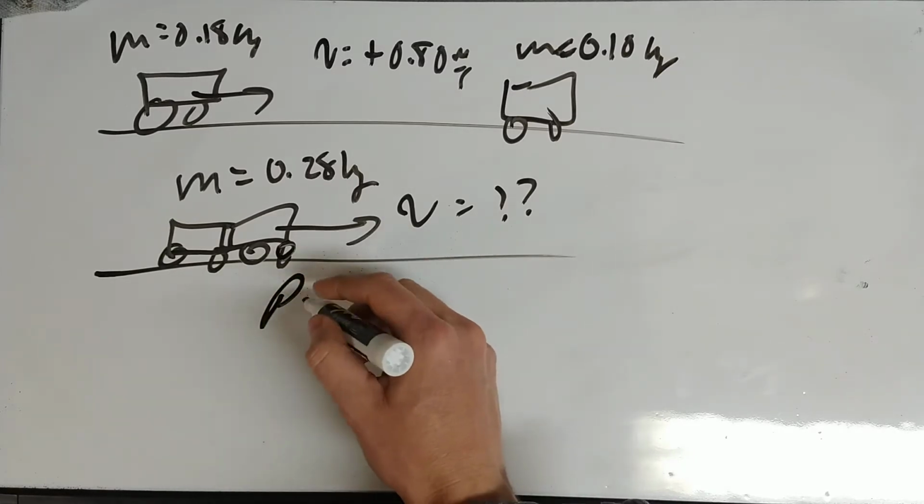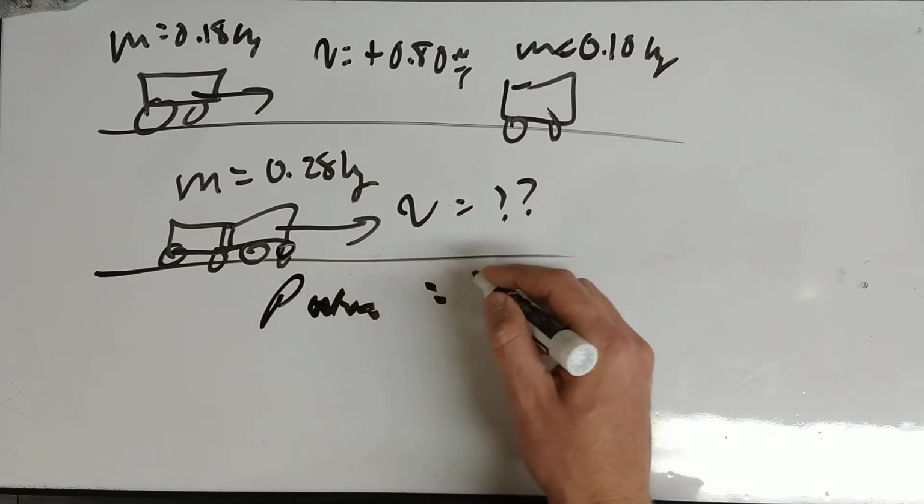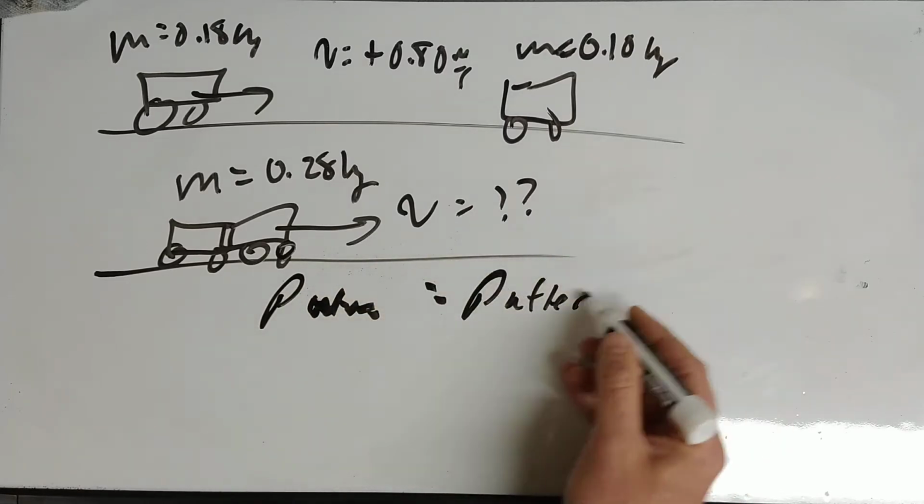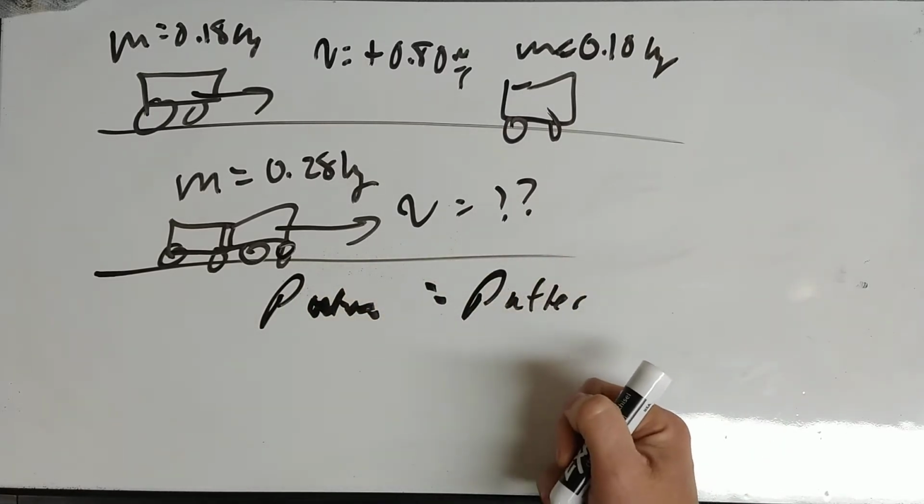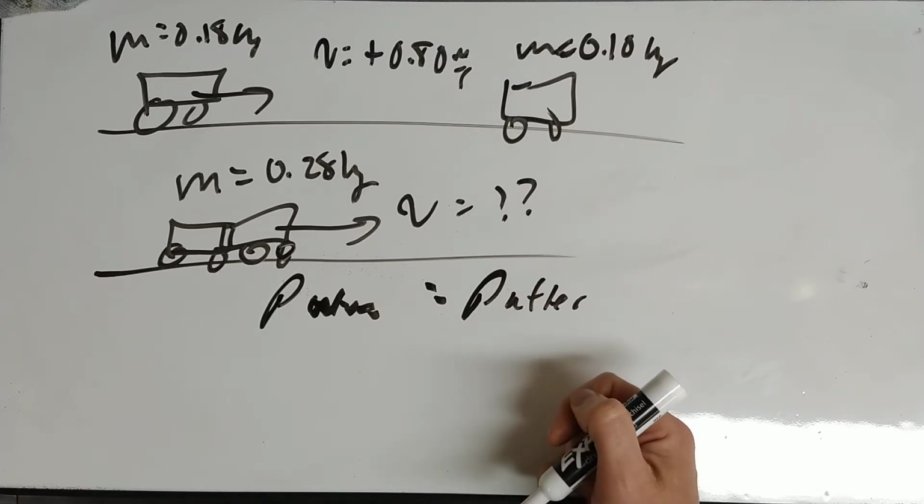So p, momentum before the collision, must equal the total momentum after. That's the equation that's on the reference table, although I guess we're not going to need it. You guys don't have to take the Regents.